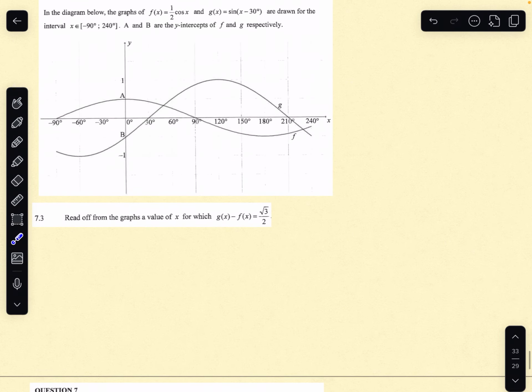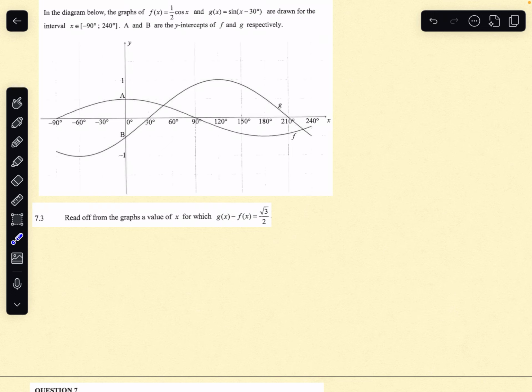Then they say, read off from the graphs a value of x for which g of x minus f of x is equal to root 3 over 2. I don't know, man. I don't know. How am I going to see the difference between things? No idea. Not a clue.